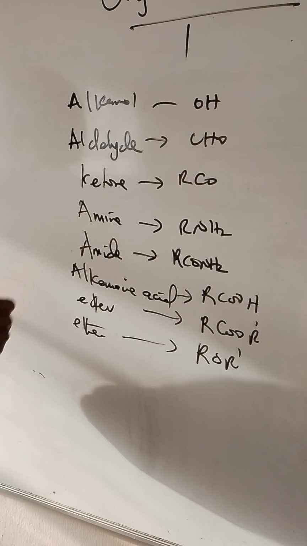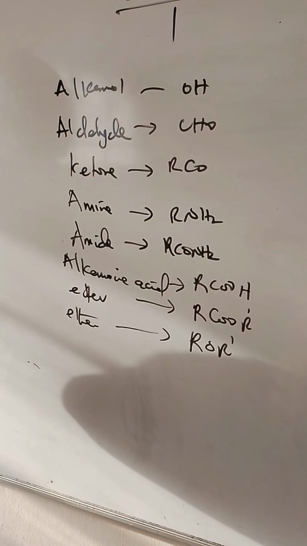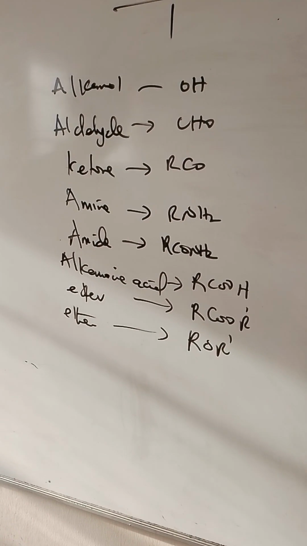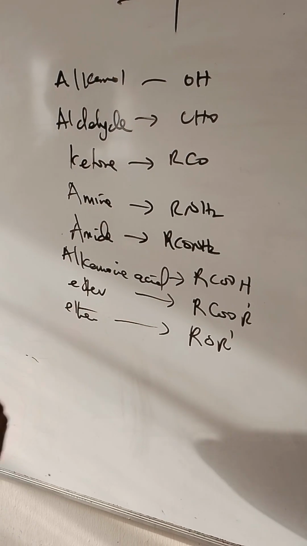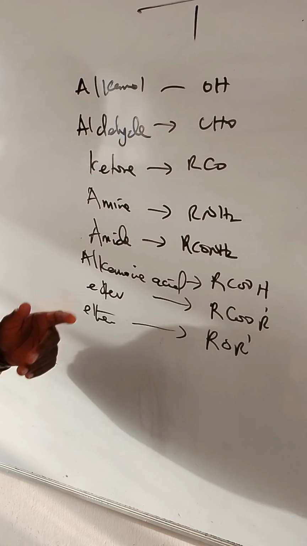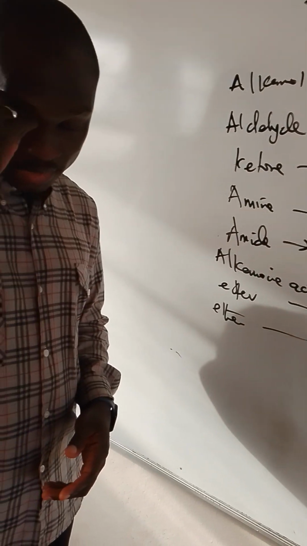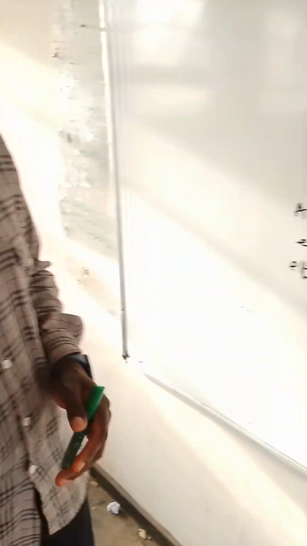We have the amines, the functional group is RNH2. We have the amide, the functional group is RCONH2. We have the alkanoic acids, the functional group is RCOOH. We have the esters, the functional group is RCOR prime. And we have the ether, the functional group is ROR, as the case may be.